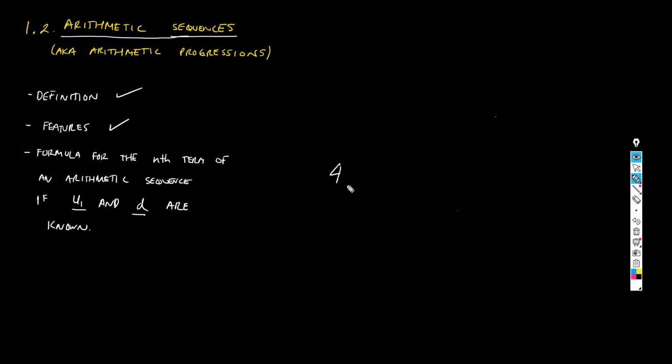Suppose we have the sequence 4, 7, 10, 13, etc. So this is an arithmetic sequence because we're constantly adding plus 3 one more time. As you can see, this is my first term, this is my second term, my third term, my fourth term, and it goes on forever. Now, what if I ask you guys, what's going to be the term of order 107? What's going to be this term?